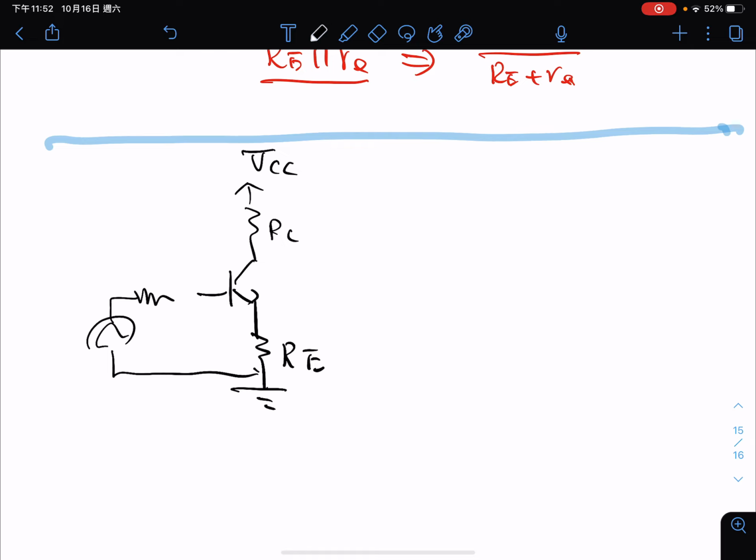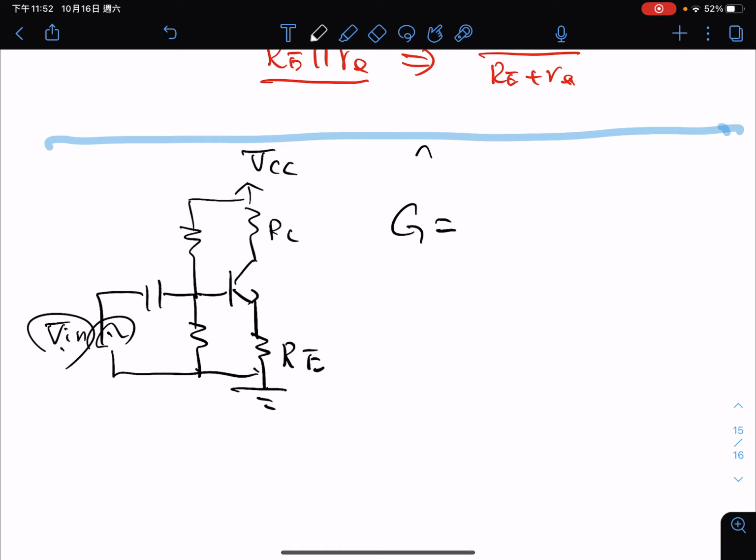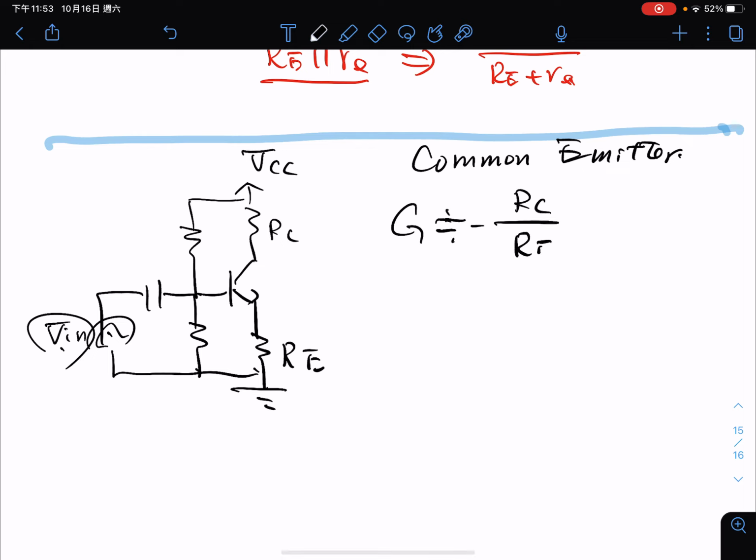Here we have the resistor here. So suppose we don't have the resistor here, we connect it together here, so this is V in here. Of course, we usually have a capacitor here. So we'll know the gain. What is the gain? For a common emitter amplifier, we know the gain is approximately minus RC over RE, right?